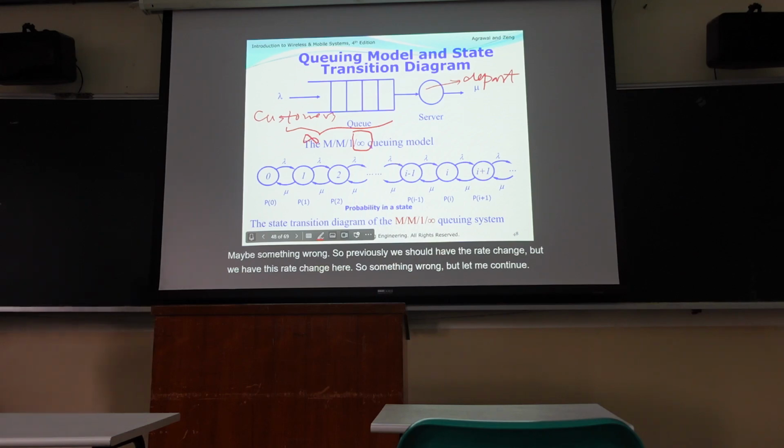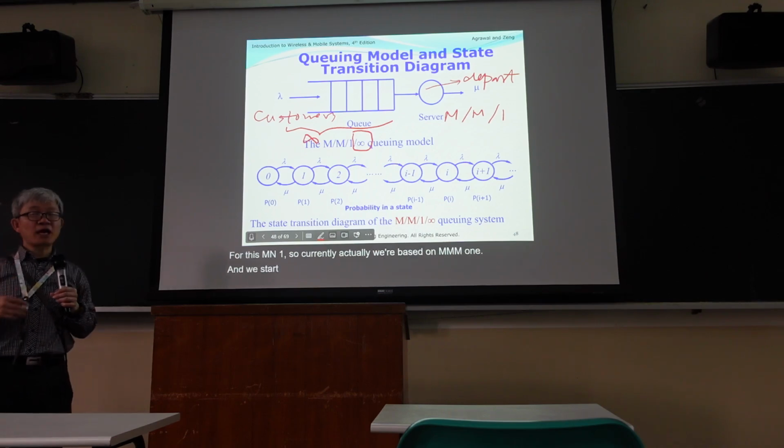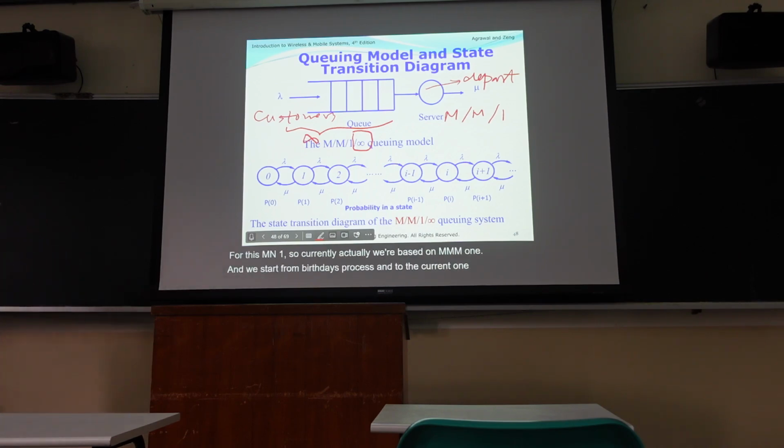For this M1, currently we pass on MM1. And we start from the birth-death process into the curve one. The birth-death process we mentioned, we should have the rate depends on this. Depends on this, but look at this.